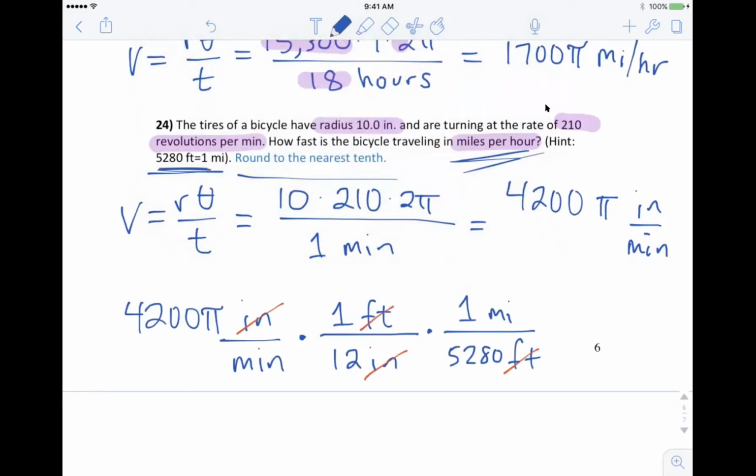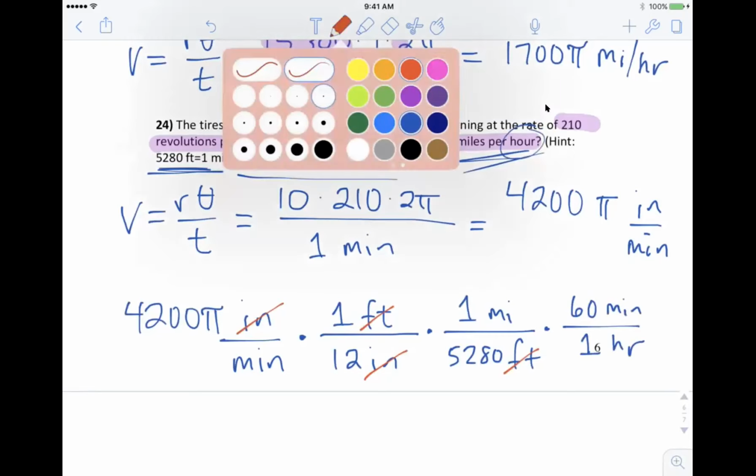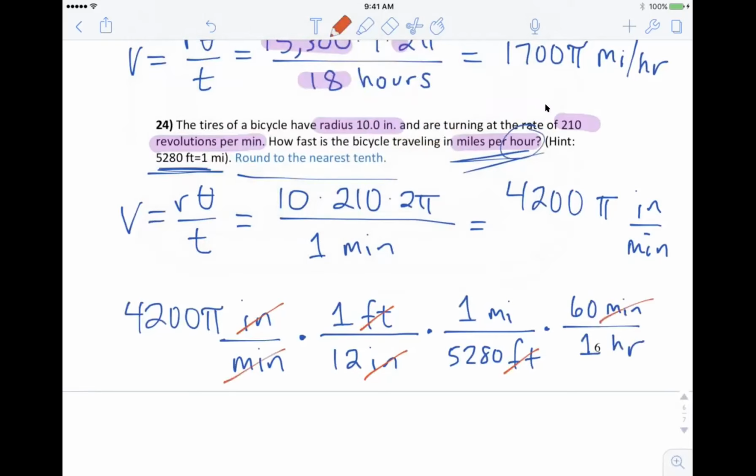Okay, so finally we got to get rid of the minutes because I want per hour. So one more conversion here. There are 60 minutes equal to 1 hour, right? Minutes on top, so it cancels with the minutes that was on the bottom over here. Now, when all the dust settles, I'm left with miles per hour. And then I just have to do my calculation, right? Now, when I do this calculation in my calculator, let me just show you, because there's a lot of calculations involved here, but there's a bunch of numbers on top and in the denominator.